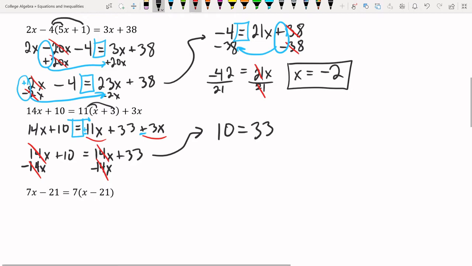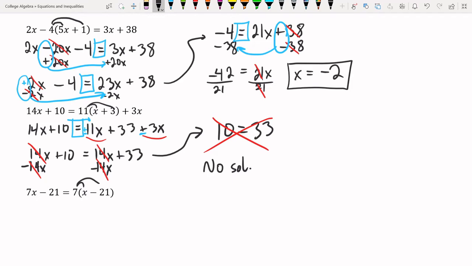But 10 does not equal 33. That's not a true statement. And so we say we have no solution. That's because we ended with a false statement. Therefore, there's no x value we can plug in there to make it a true statement. It's always going to be false.